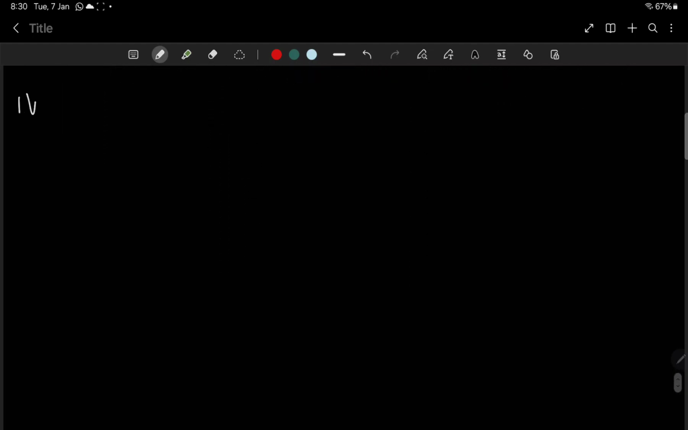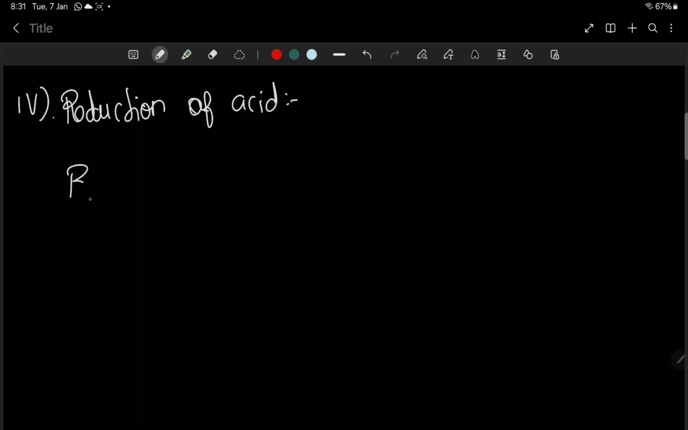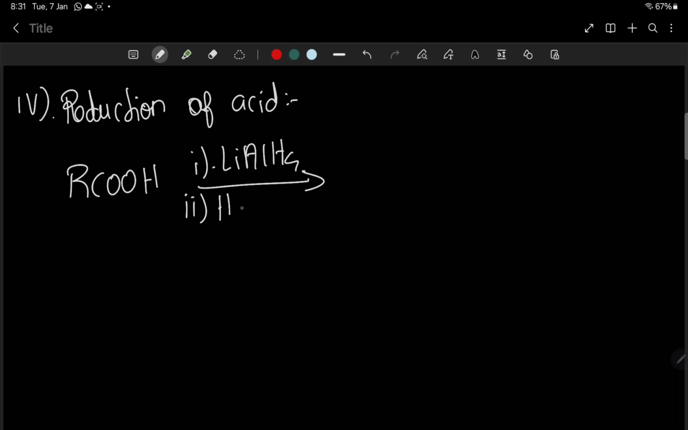Now you can reduce carboxylic acid directly to alcohol. So reduction of carboxylic acid is also a method of preparation of alcohol. Reduction of acid, that is RCOOH. You can reduce it directly using an expensive reagent, that is LiAlH4. It is expensive because aluminum is there. Then hydrolyze it, and we get this. This is a very simple and very fast reaction.